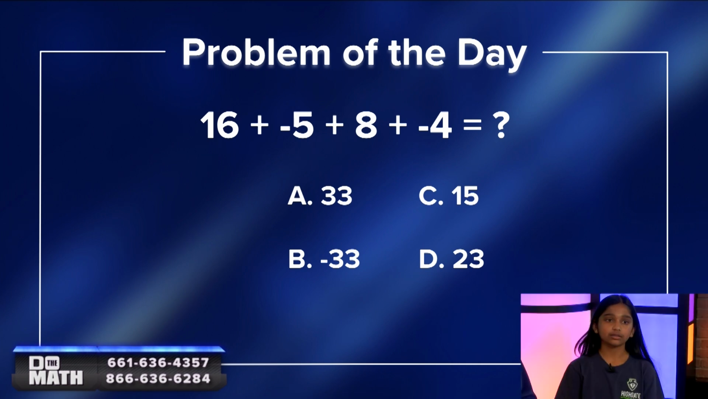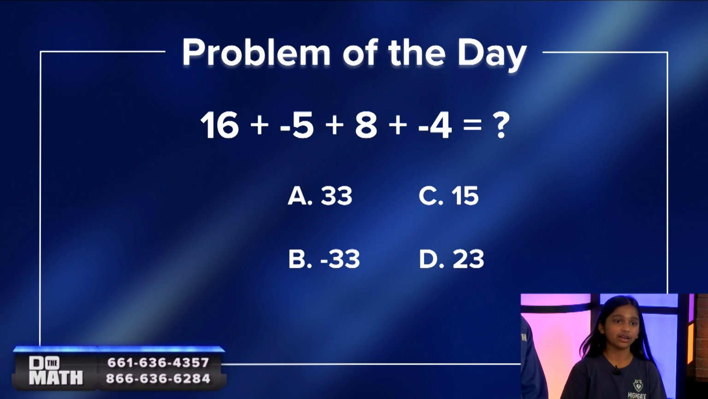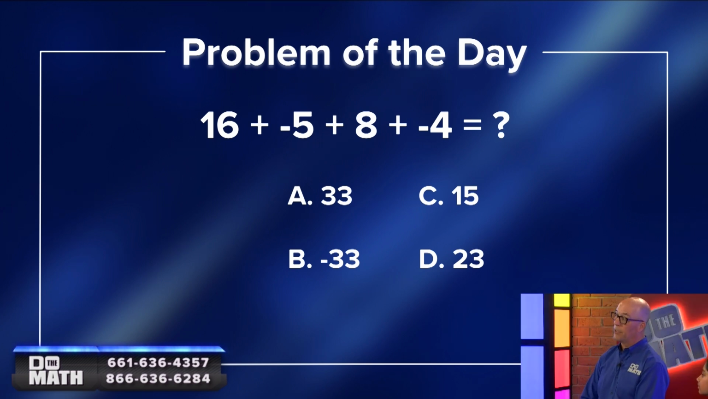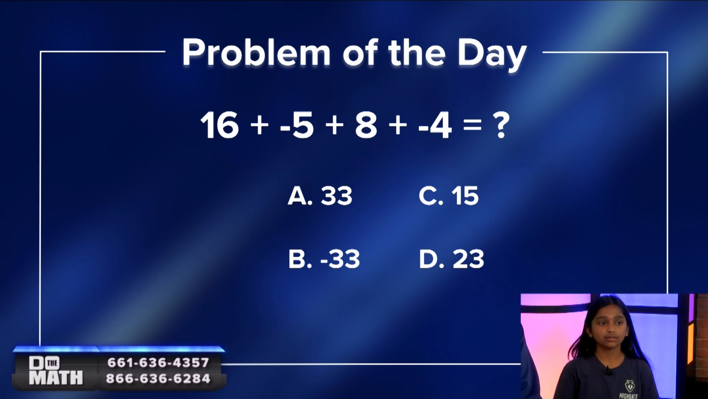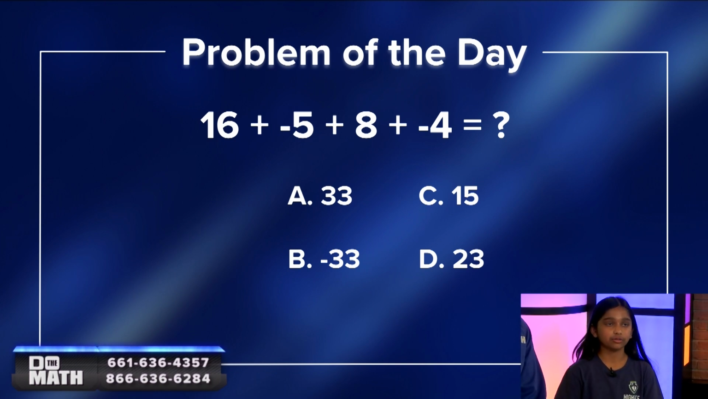All right, so tell me what you're going to do first. So first I'll do 16 plus -5. And what would that get? 11. Positive or negative? Positive. Positive 11. Yeah. Okay, so we're at positive 11. And then add 8, which equals 19. Okay. And then add -4, which equals 15.